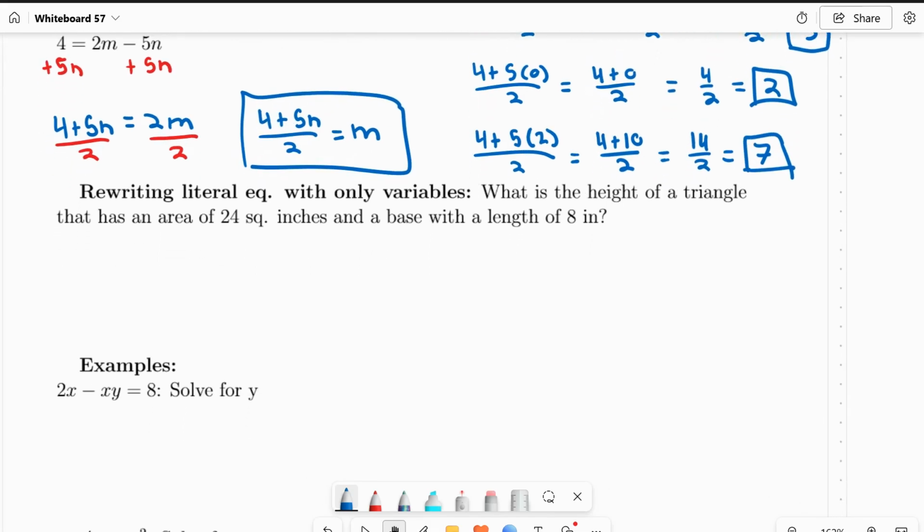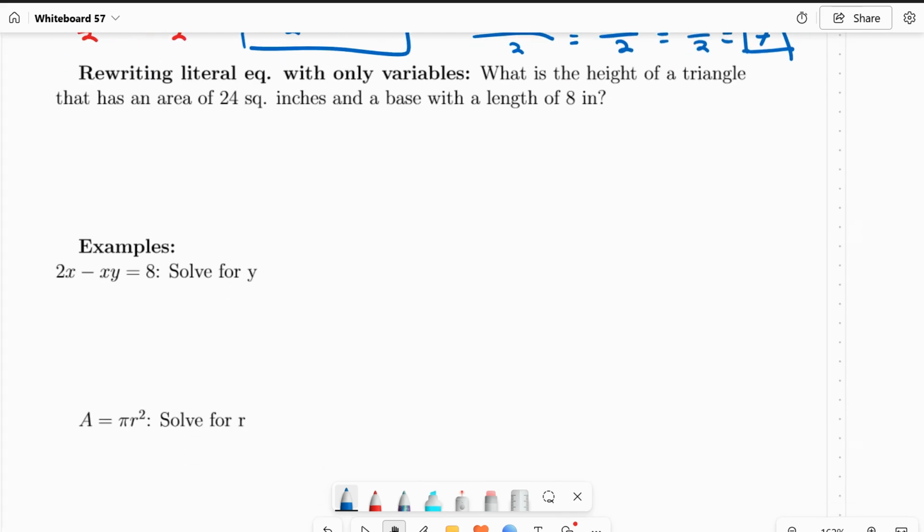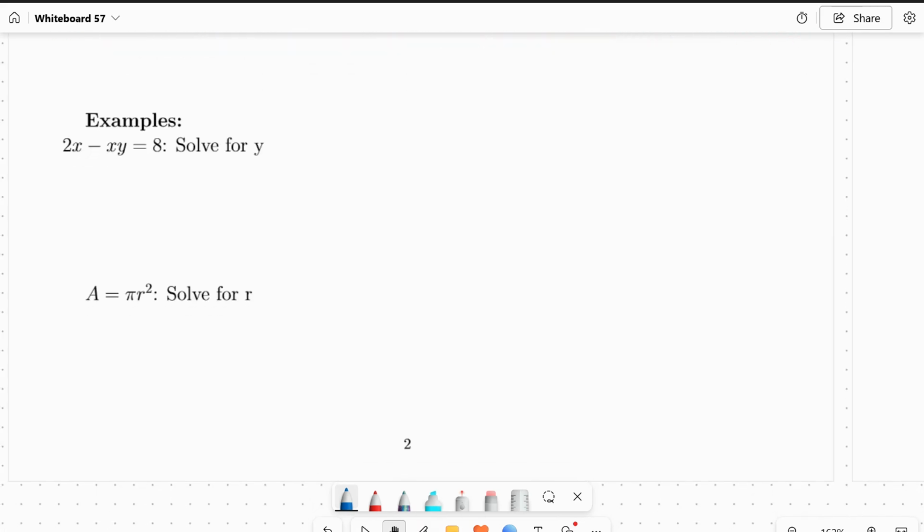All right, next we have rewriting literal equations with only variables. We will save that one for class together. But let's go over these last two examples just to see a couple more cases.